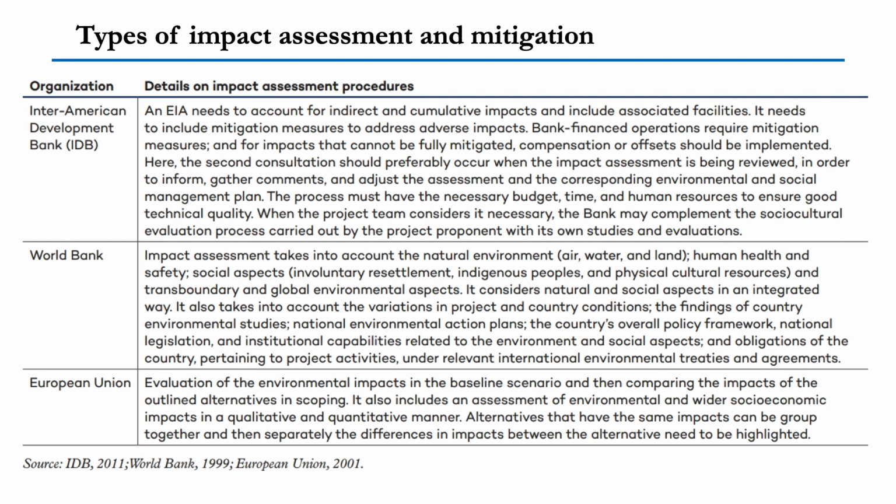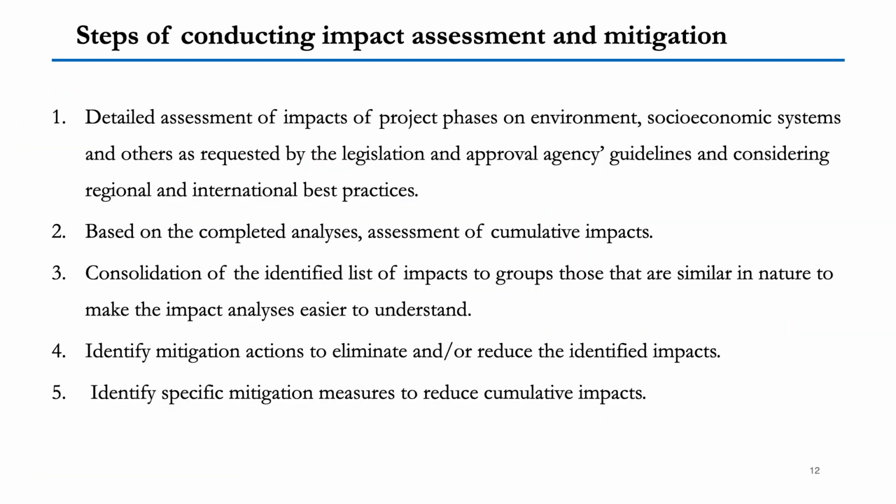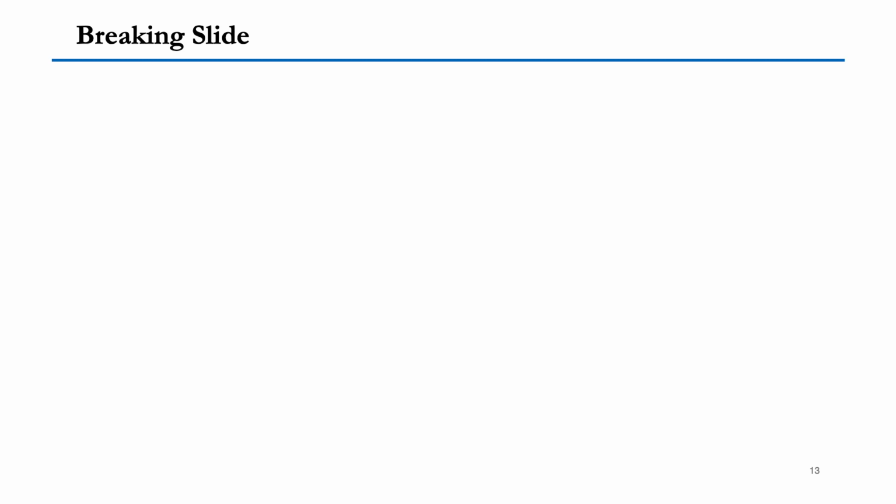Similarly, the World Bank and the European Union also have their process of carrying out impact assessment and how to mitigate. What are the steps of conducting impact assessment? Detailed assessment of impact of project phases on environment, social, economic systems, and others as requested by legislation. Wherever legislation is given, they will follow the legislation. Based on the complete assessment, analysis of cumulative impact, consolidation of the identified list of impacts into groups that are similar in nature, and then they will identify the mitigation actions to eliminate or reduce the risk, identify specific mitigation measures to reduce cumulative impact. So this is the whole process, and how the step-by-step process takes place in that case.